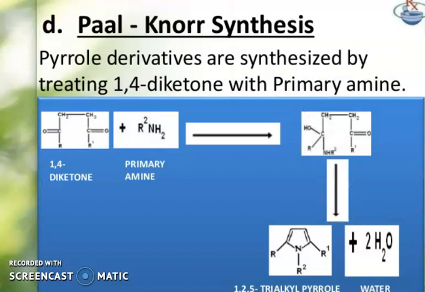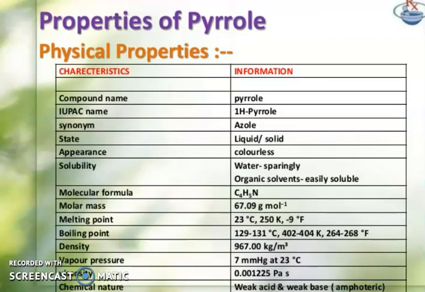Now Paal-Knorr synthesis is an important synthetic method for substituted pyrroles. Pyrrole derivatives are synthesized by treating 1,4-diketone with primary amines. You can see this product will be obtained. So, properties of pyrrole, physical properties.